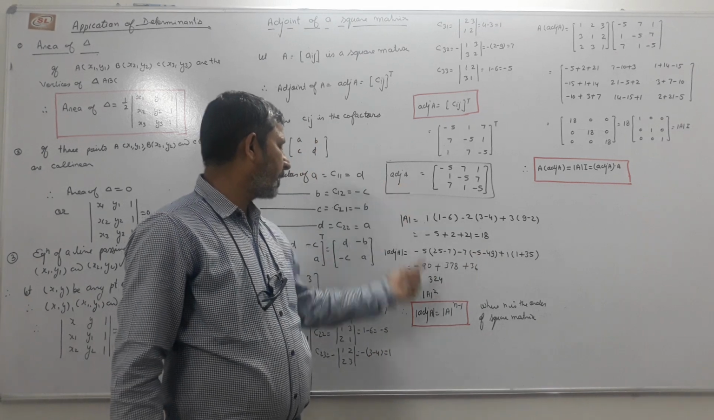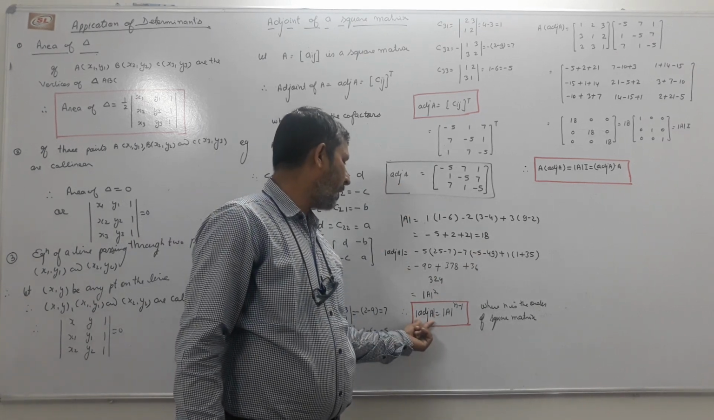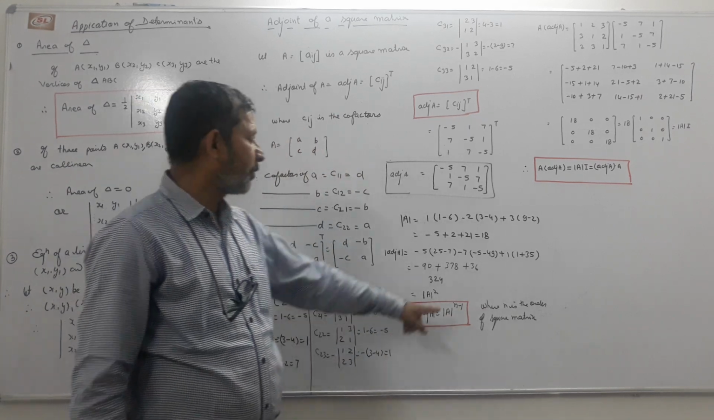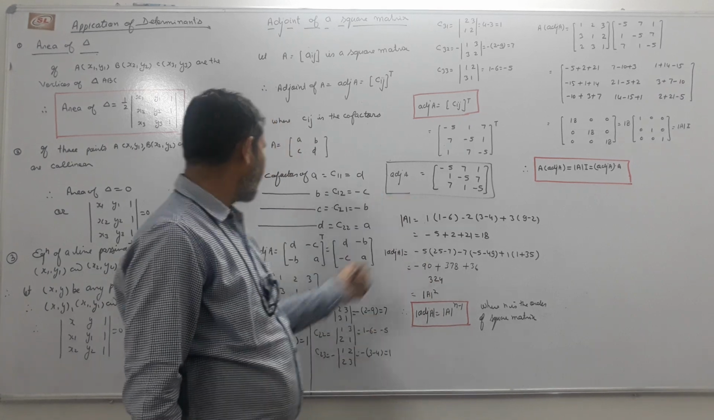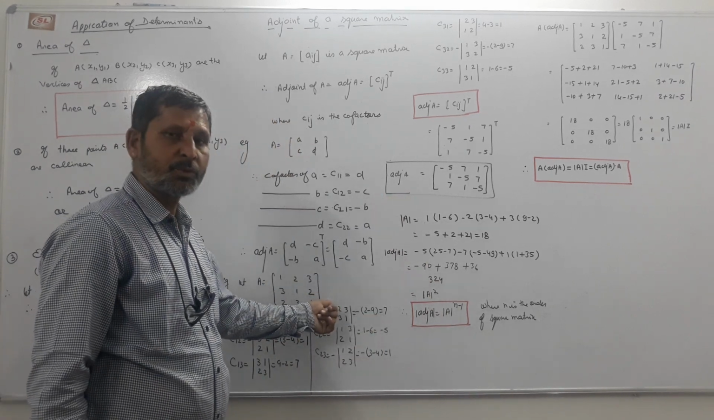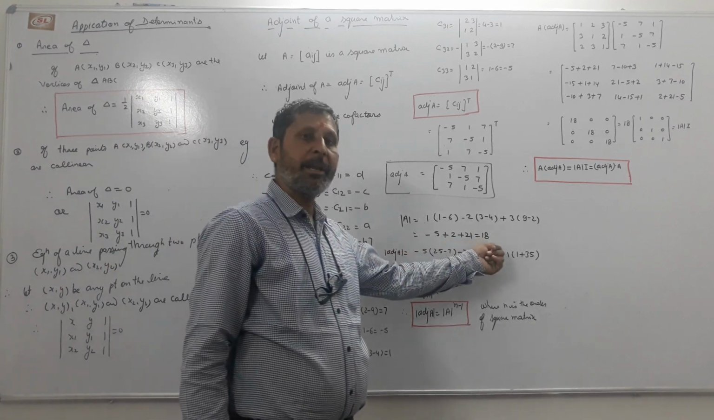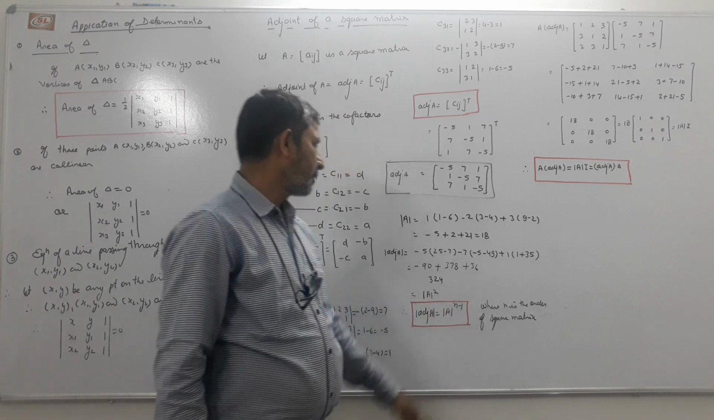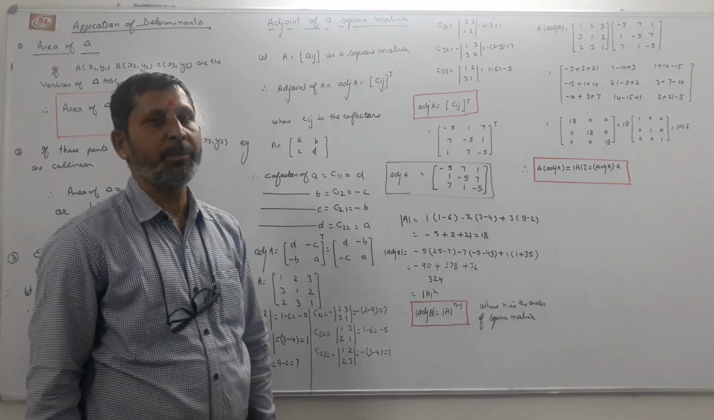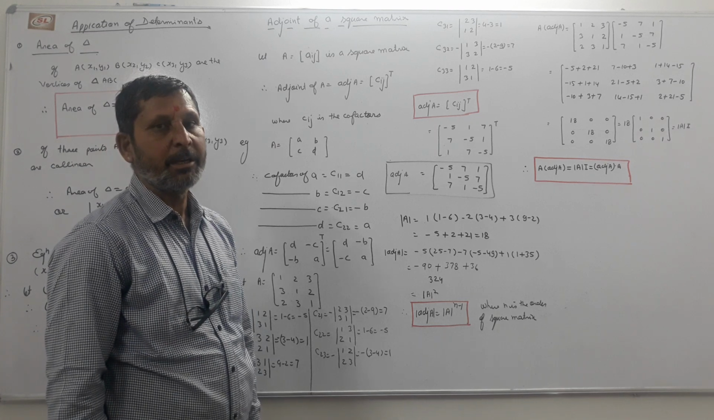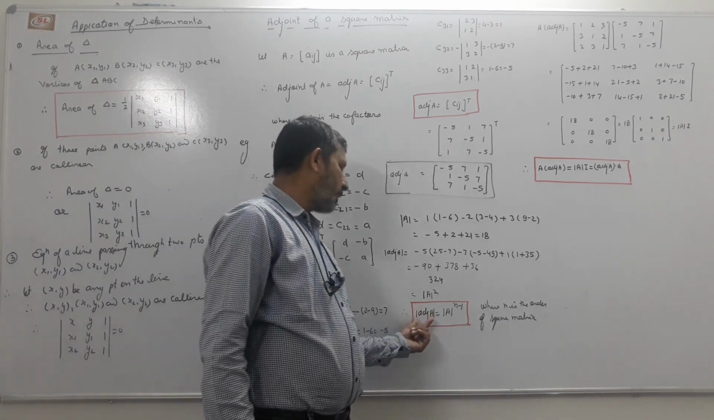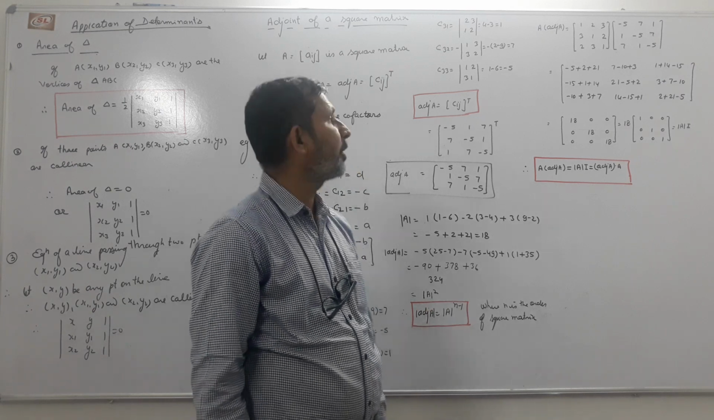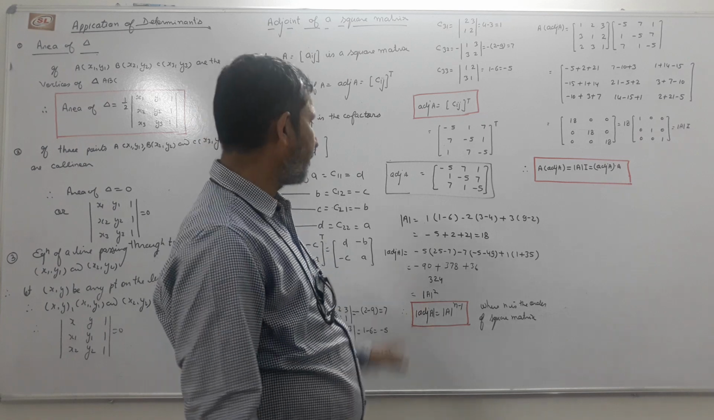So therefore, the determinant of adjoint of A is always equal to determinant of A raised to the power n minus 1. What is n? n is the order of the matrix. In this case, the order of the matrix is 3, and the determinant of A is 18, so 18 raised to the power 2, that is 324. Therefore, what is the relation between the determinant of adjoint of A and the determinant of A? The determinant of adjoint of A is always equal to determinant of A raised to the power n minus 1. This is the first relation.